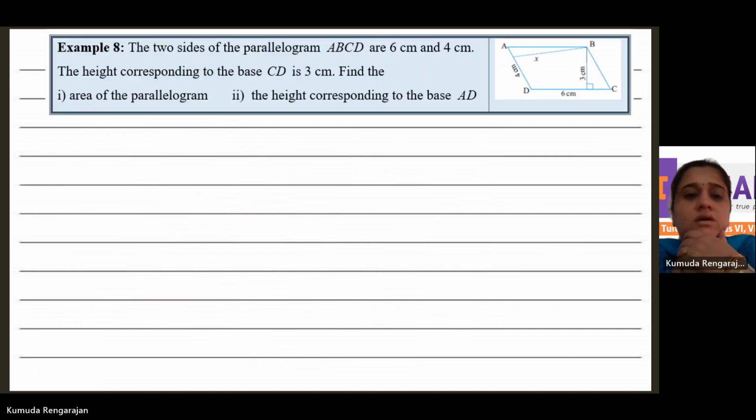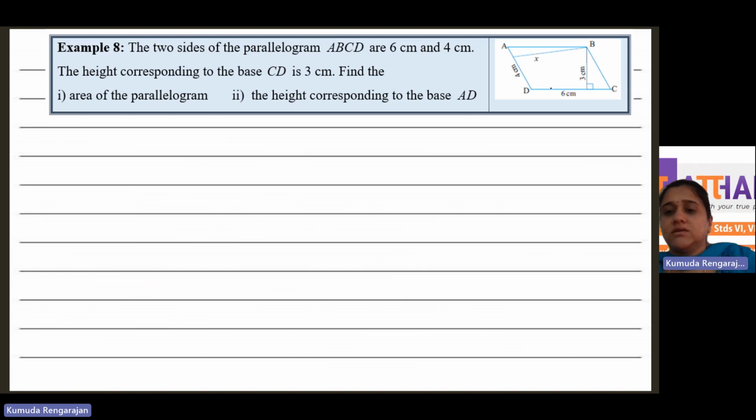See this one. Two sides of a parallelogram ABCD. You can see the parallelogram here, ABCD. Two sides are 6 centimeters and 4 centimeters. So this side is 6 centimeters and this side is 4 centimeters. But we know that in a parallelogram, opposite sides are equal. So this is also 4 centimeters. And what about AB? How much is AB? AB is 6 centimeters because opposite sides are equal. If DC is 6, AB is also 6.